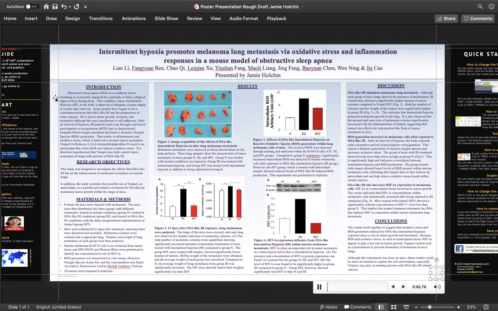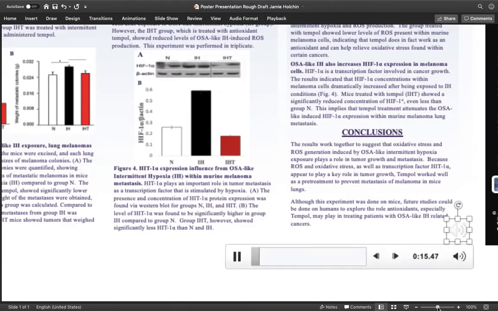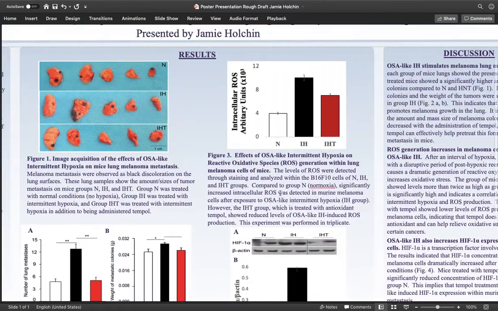Hi, my name is Jamie Holchin, and today I'm presenting on the results of the article Intermittent Hypoxia Promotes Melanoma Lung Metastasis via Oxidative Stress and Inflammation Responses in a Mouse Model of Obstructive Sleep Apnea. So, this research explores the effects that intermittent hypoxic state occurring from obstructive sleep apnea has on cancer growth.